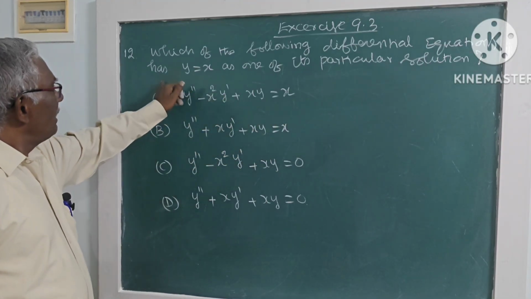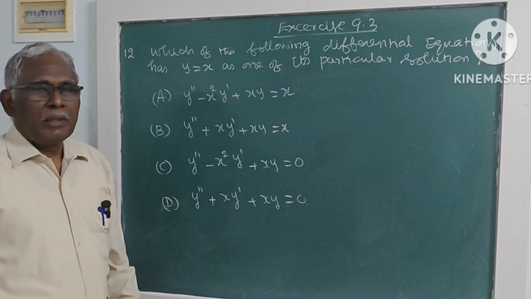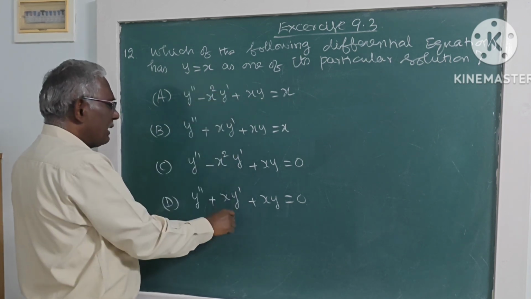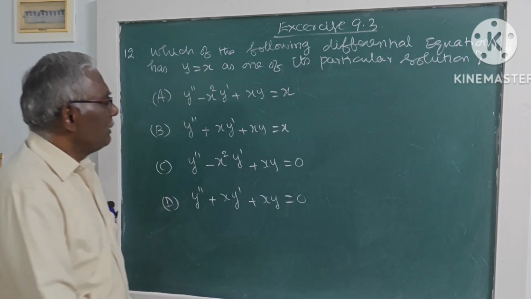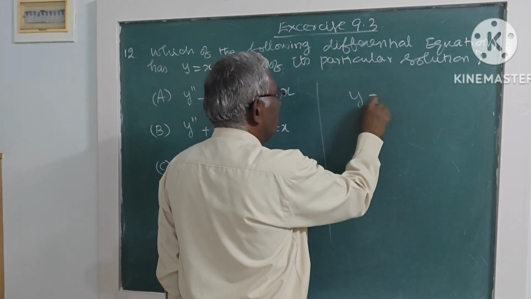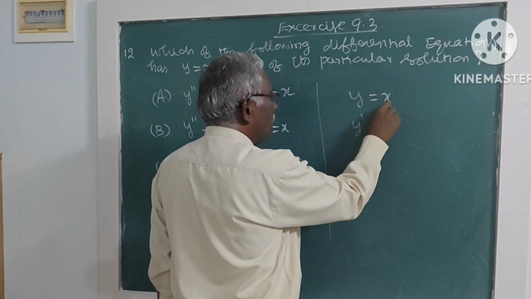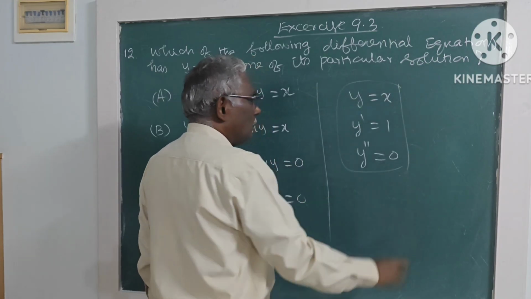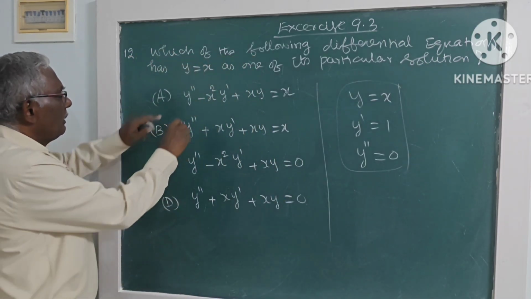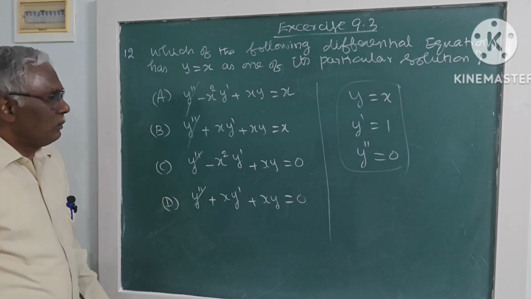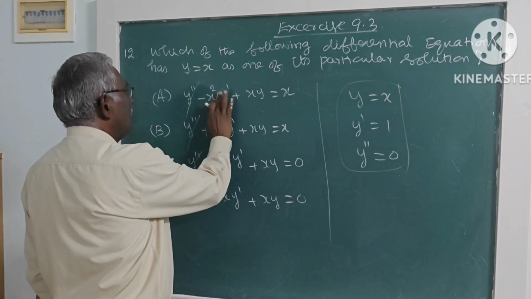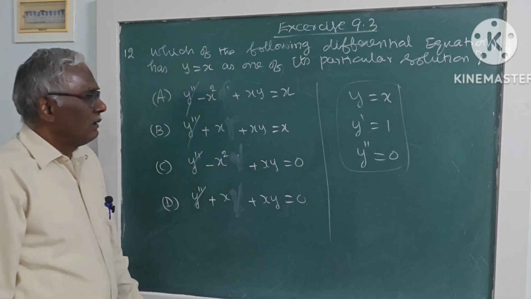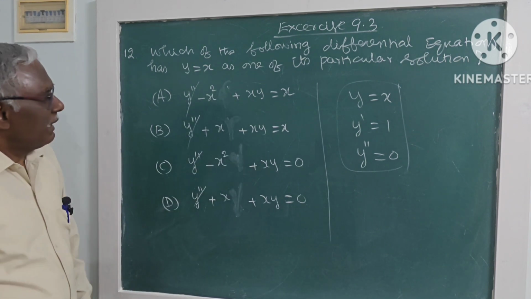Following differential equation has y is equal to x as one of its particular solution. So in all these differential equations, we need y dash and y double dash. So y is equal to x. This gives y dash is equal to 1, y double dash is equal to 0. So all three conditions you have to use here. So again, this all not the 0, y dash is 1. So this all 1. And y is equal to x.